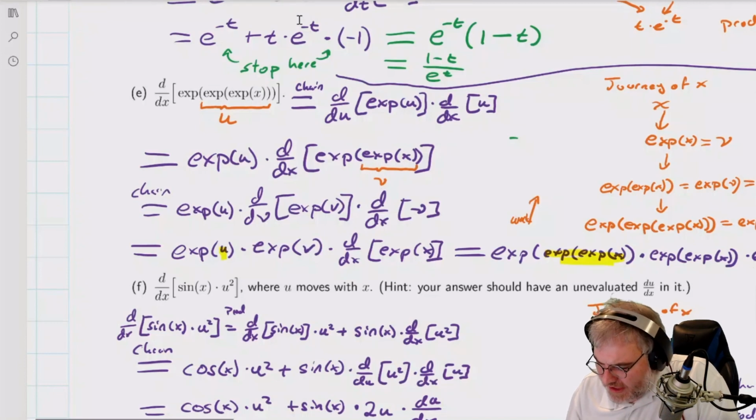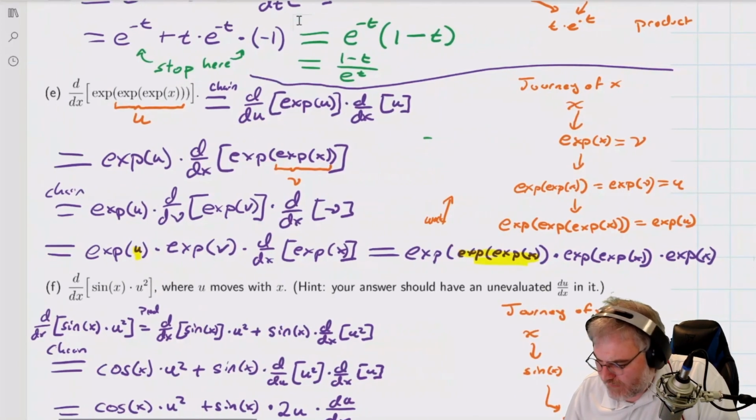So now I'm going to chain it again, and I wind up with exp of u times the derivative with respect to v of exp of v times the derivative of v. And that gives me exp of u, exp of v times the derivative of exp of x. Now, I made these u's and v's. This is obviously going to be the last step. So I'm not going to write exp of u, although I could.